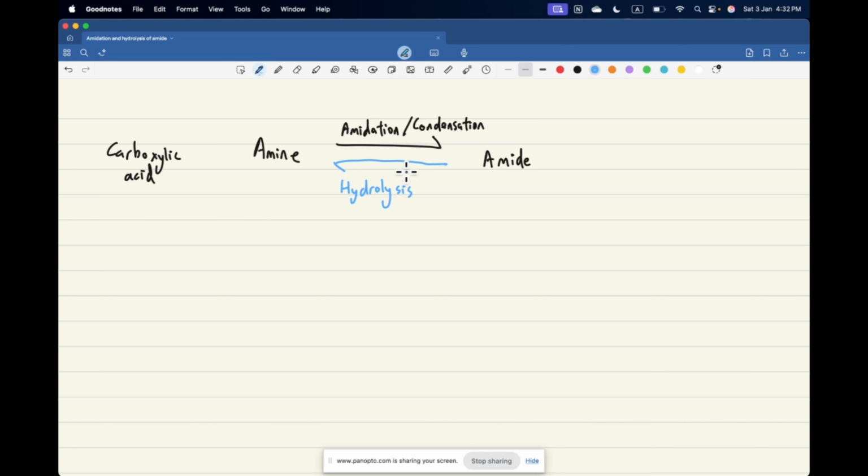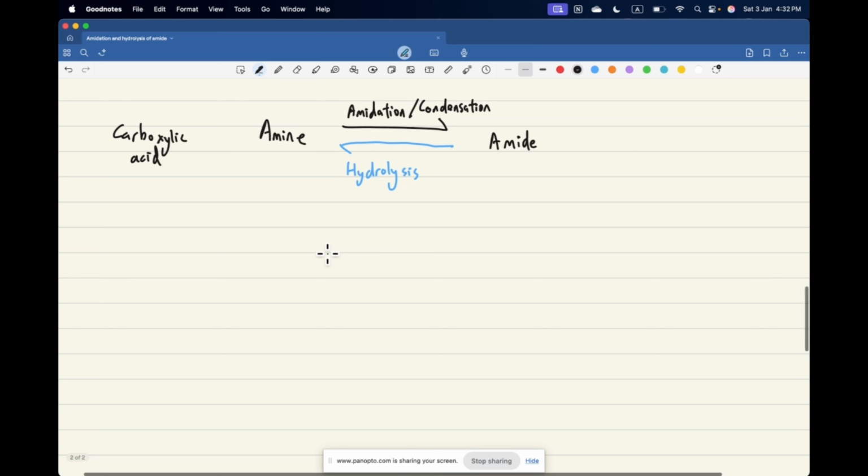And here's how it works. I'll show you the reaction mechanism, the reaction conditions, what reagents are required, and why is that so. So let's begin. First, let's start with the amidation. So say we have an amine, which looks like this. And we have a carboxylic acid as well.